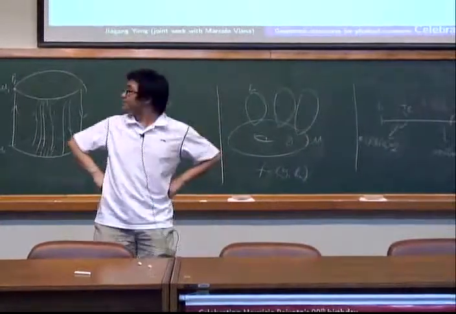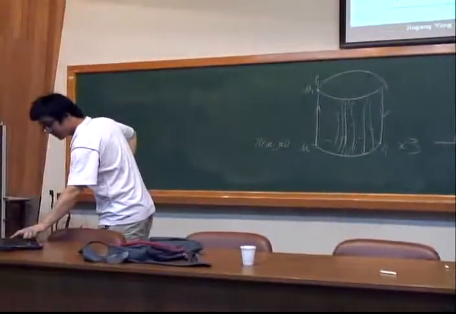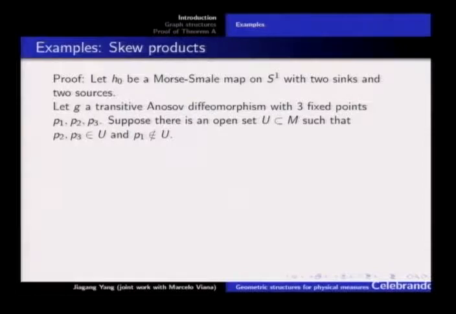So first, let me give the construction of the example. Yeah, this is exactly what I said. So there is some time t0. For ft0, we have several physical measures. And at the next time, immediately, one physical measure. So they don't change in a continuous way. If you change, you have to change immediately. So this is a construction.